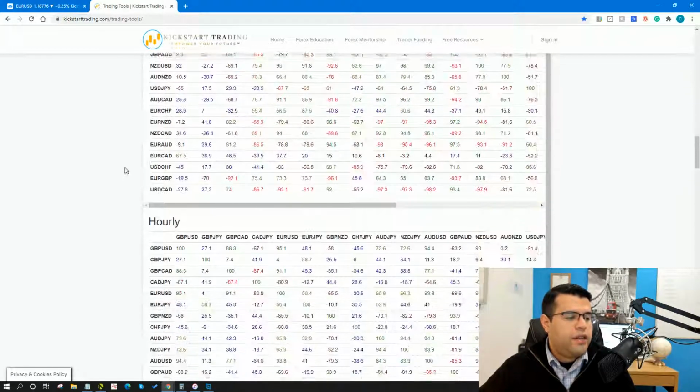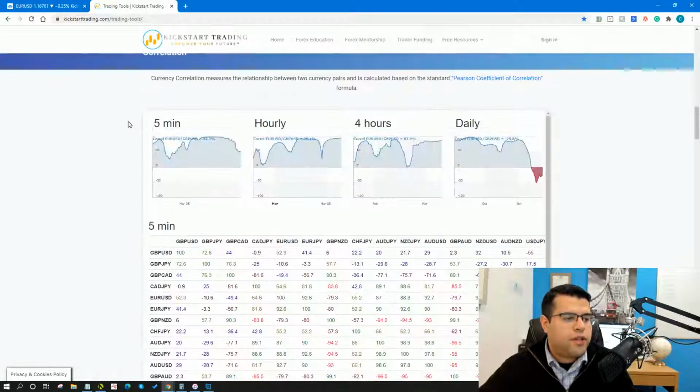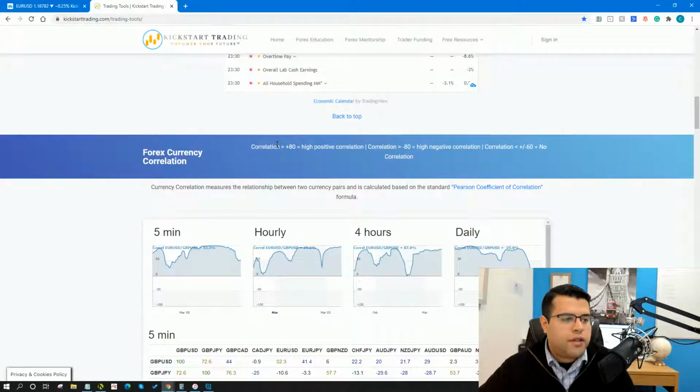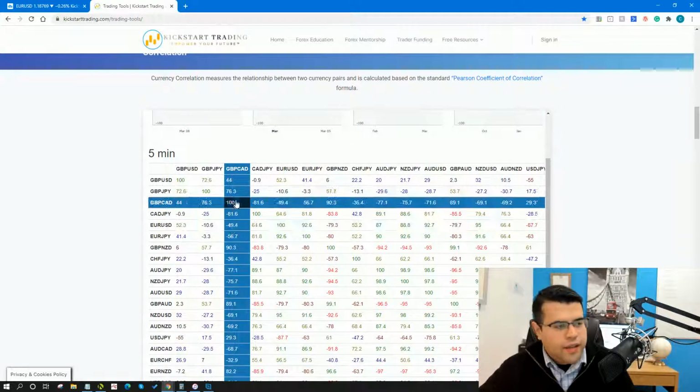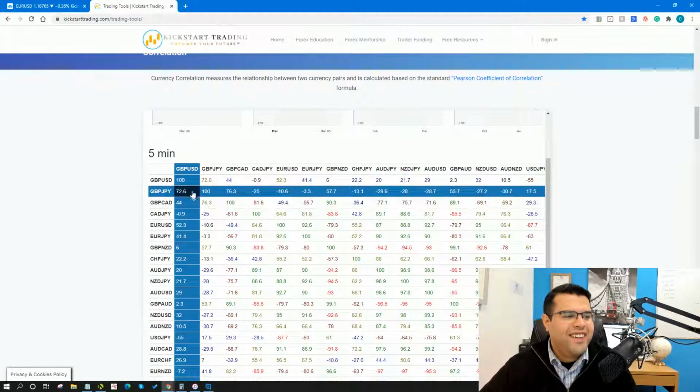Okay, and in here, what you're able to see is the correlation. I even give you instructions at the top. A correlation greater than 80 is a high positive correlation. Correlation greater than negative 80 is a high negative correlation. And anything less than 60 means there's really nothing there at all. So don't even think about it, right?